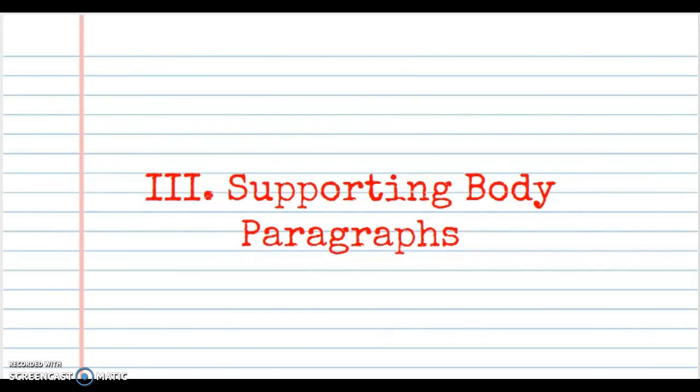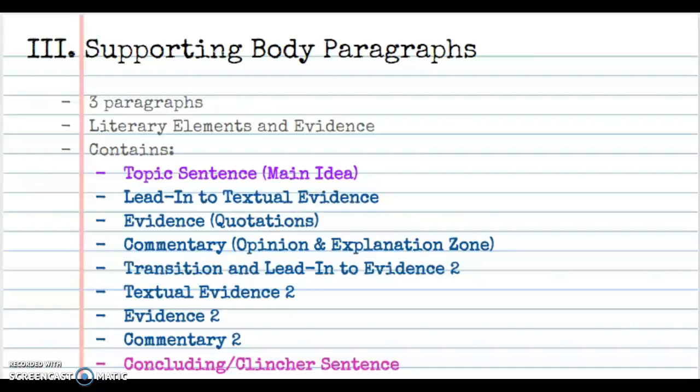Then we have our 3 supporting body paragraphs. Like I said earlier, we need 3, therefore our body paragraphs are 3. Each paragraph explains 1 literary element and provides evidence that supports our interpretations. We begin with our topic sentence, which introduces the main idea of your paragraph and helps you as a writer stay on track and not stray from the topic. Your lead-in is where you add a bit of summary to introduce your evidence or quotations. Next, you have the evidence that supports your interpretation. Then we have our commentary, where you explain how the evidence you chose relates to the main idea.